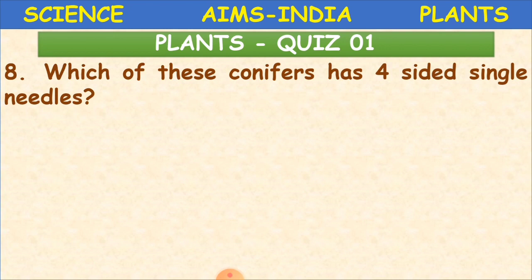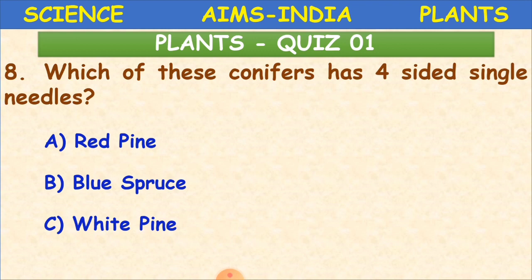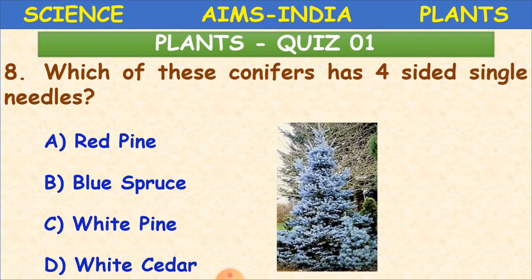Which of these conifers has four-sided single needles? We'll see which tree has. A is red pine, B is blue spruce, C is white pine and D is white cedar. And the answer is blue spruce. See, as you see in the diagram, the leaves are blue in color here. This plant has four-sided single needle type of leaves. This is called blue spruce. Again, children, the next question.